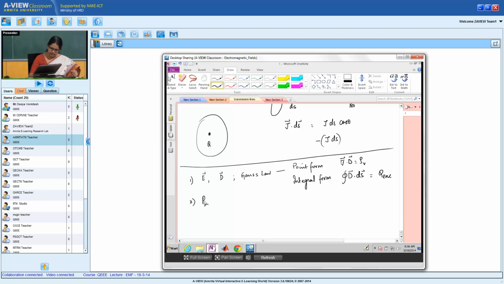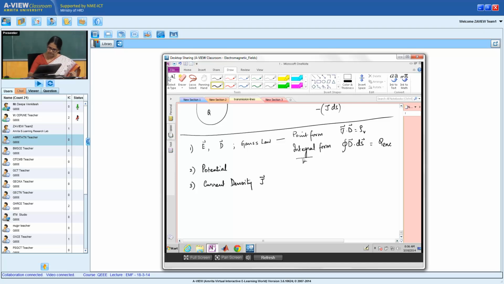After this, we defined potential as the work done in moving a unit charge in the presence of an electric field. Then we defined current density J, and we said the sources of current in the system could be conduction current, convection current, or a displacement current, about which we will do in a later class.